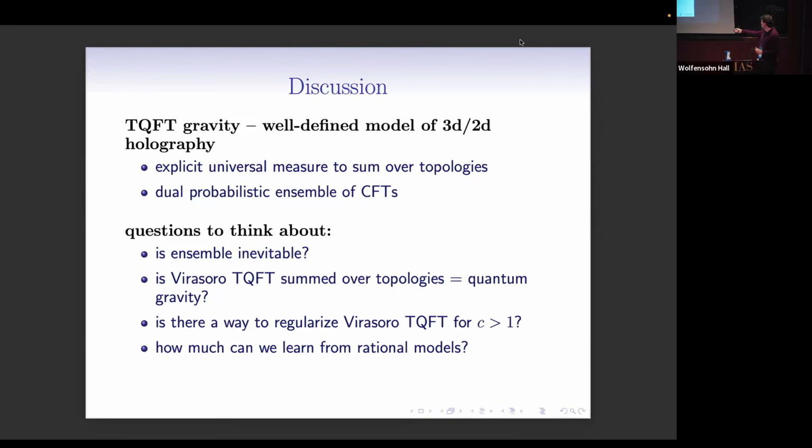And the last question, which I'm thinking about right now, is how much we can learn from the rational model. Let's say I can solve any rational model, and I have a torus partition function and the two-sided wormhole amplitude and whatever, everything I can calculate. The question is how much you can learn from that. So that's all. Thank you.